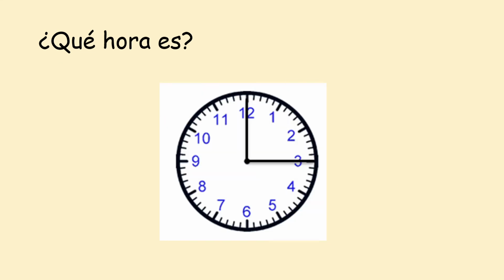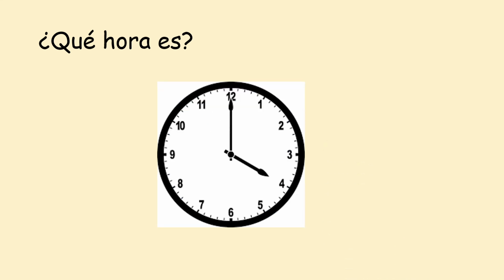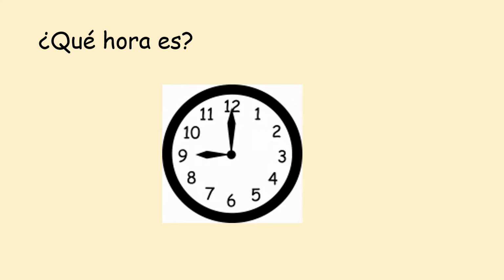So it is 3 o'clock. Son las 3. How about this one? Son las 4 y cuarto. Careful with your pronunciation there, as you can see sometimes I trip up. So 4 is number 4 and cuarto is quarter. 9 o'clock, how do we say that in Spanish? Son las 9.